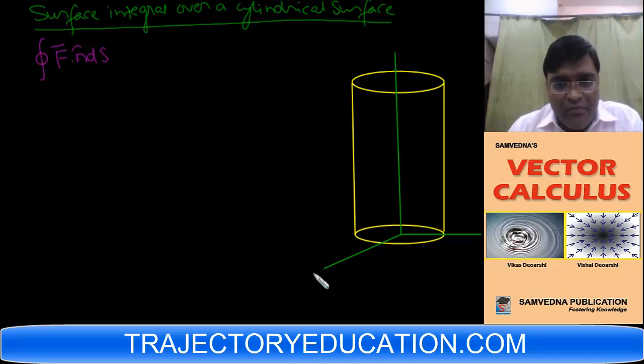Suppose f is any vector function and I have to evaluate the surface integral over a cylindrical surface. I'll tell you the best way of doing it. You can use the earlier method also, taking the projection of the cylinder over the xz plane or yz plane, but I'll advise you to do as I am telling you. Please listen very carefully to how to proceed.